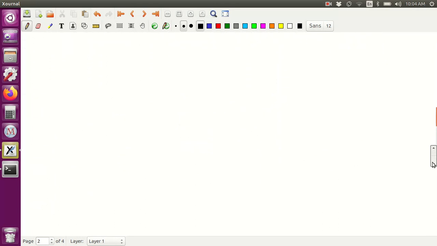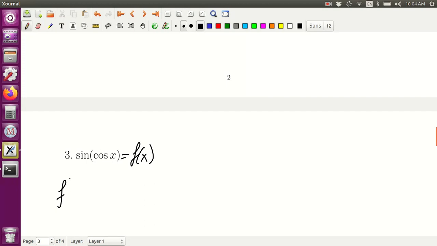The next example that we're going to do is sine of cosine of x. This is kind of a famous example. Pretty much every book has it. Probably it should have been written as some f of x equal to it. And we would like to find the derivative of this, sine of cosine of x.